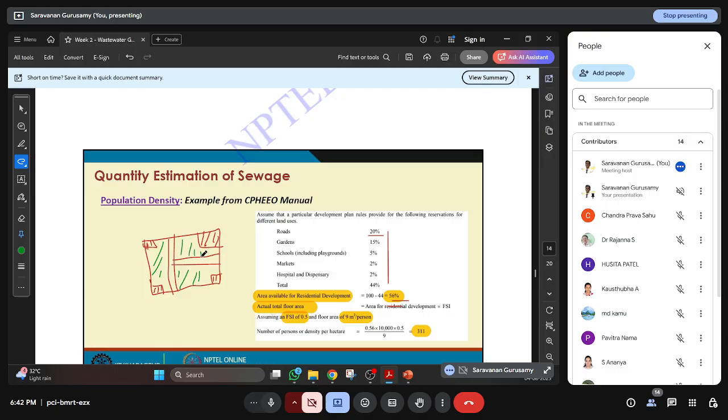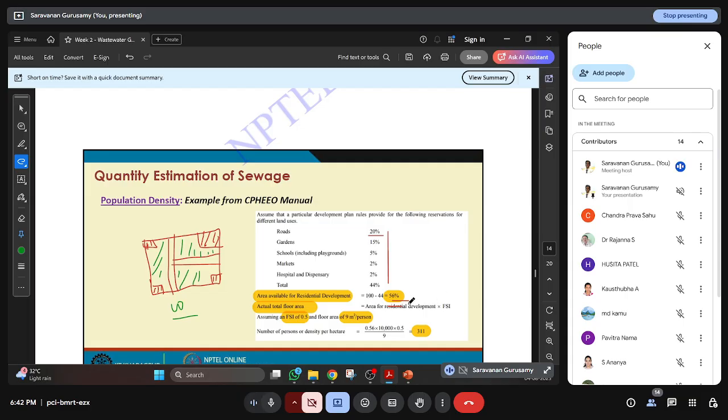So that is the master plan. In this master plan, after subtracting all the other amenities, I have to take the area for the residential population alone. I know the area of this city, for example 1,000 hectares or 10,000 hectares, and I know the percentage of that. Out of 10,000, 56% is residential. So for 5,600 hectares I am going to take.